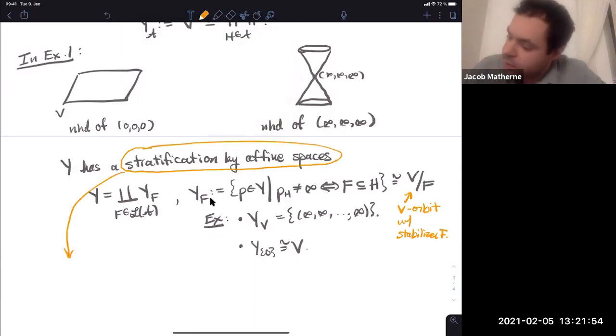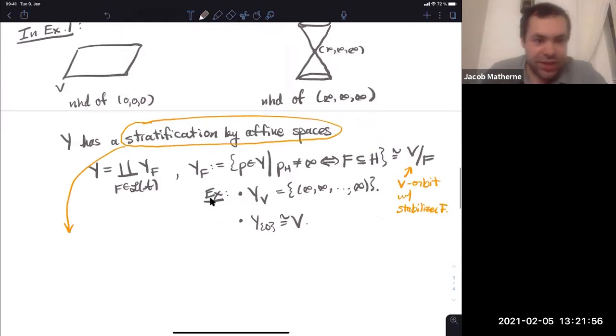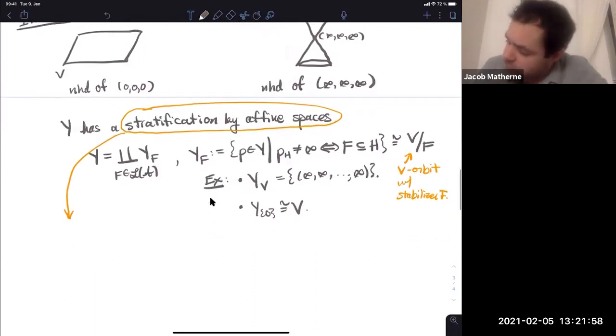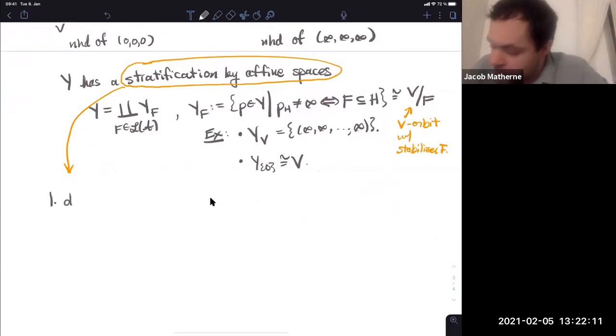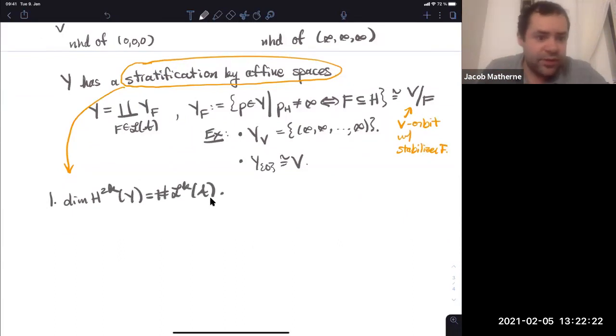But here is a consequence of having a stratification by affine spaces. Now what I'm saying has nothing to do with this variety Y. When you have a stratification by affine spaces labeled by the flats, you have the cell decomposition. So in this case, the dimension of the 2k degree cohomology of my Schubert variety is the number of elements of my poset of rank k. Okay, so it has no odd degree cohomology. This is the even cohomology.